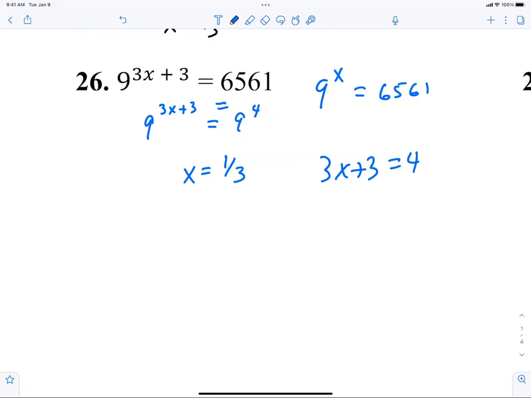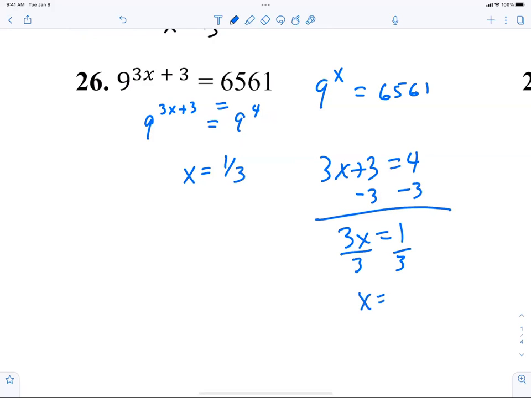Sebastian, I really am trying to help you. So tell me, what's your question? If you get 4, then how do you know to go to 1/3? If you solve it, -3 minus 3, 3x equals 1. Divide by 3, x equals 1/3. You're solving that equation. Do you agree with that now?